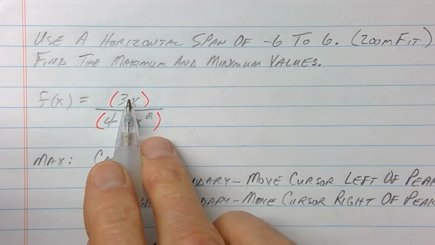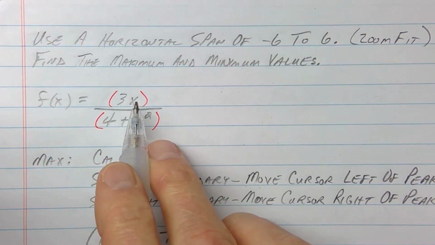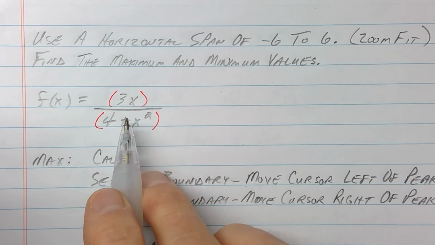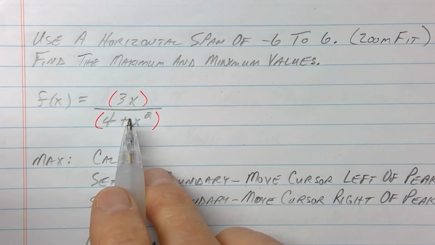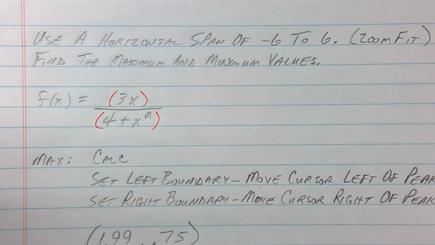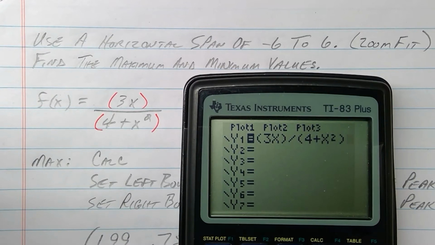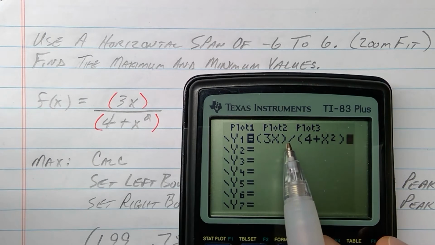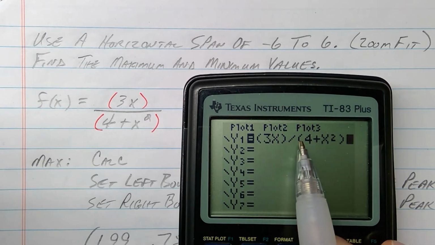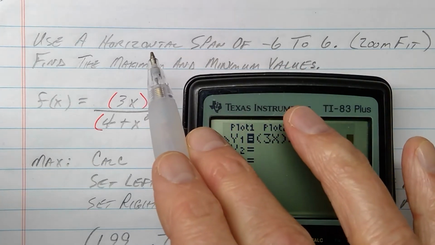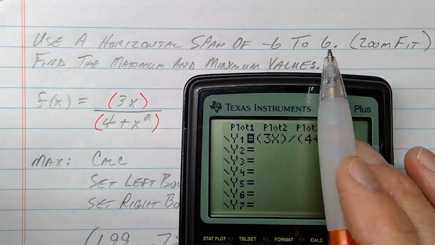If you're using an 84, you can use your green F1, so alpha F1, and choose the first option. It'll put a picture of a fraction up there for you. But I'm just using the 83, so I'm going to add the parentheses here. Here's what it looks like on the 83: parentheses 3x parentheses divided by, that puts us on the bottom, parentheses 4 plus x squared parentheses.